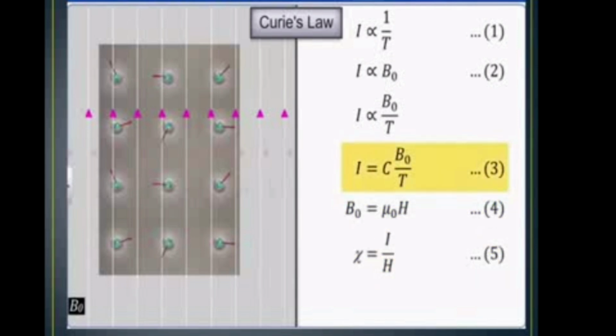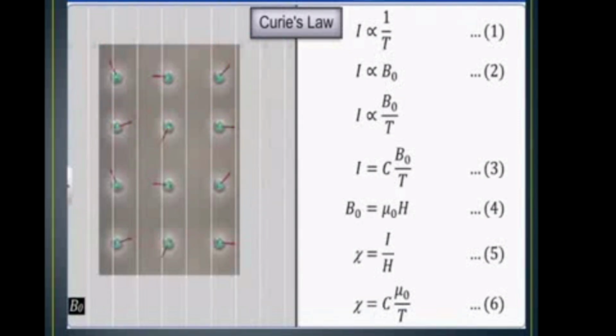So combining these two equations, equation 4 and 5, substitute in equation 3, you will get chi equal to C into mu naught by H. So it is called Curie's law. When you draw the graph, you will see that chi decreases when temperature increases. Okay. So it is called paramagnetism.